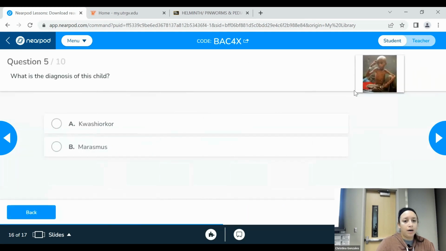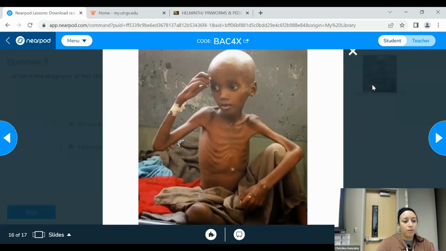Let's see. All right, this one, marasmus. You can see all the ribs. Very good.